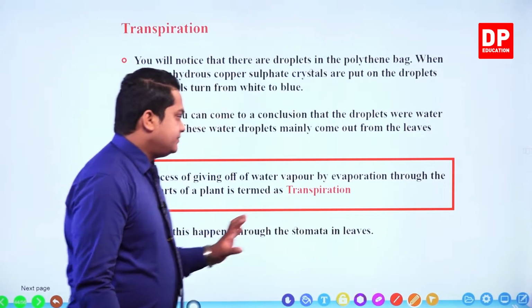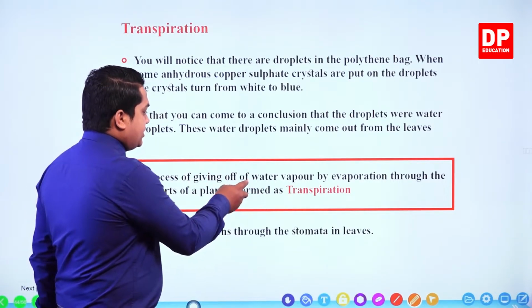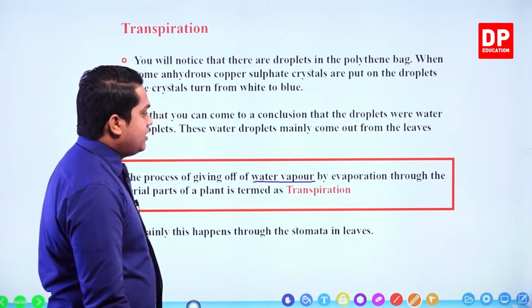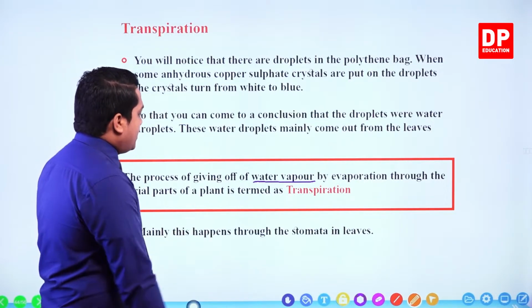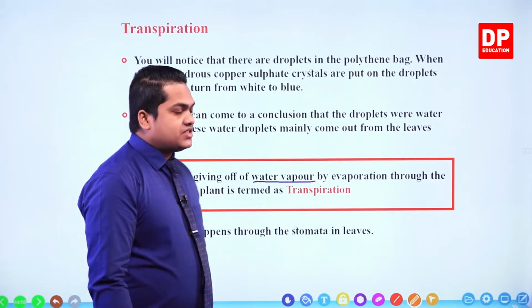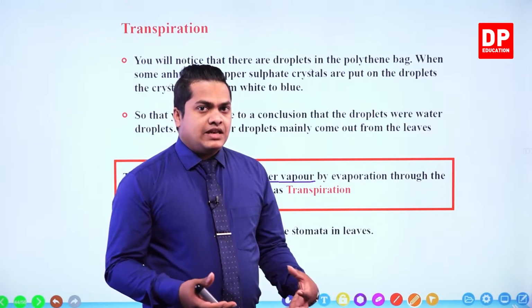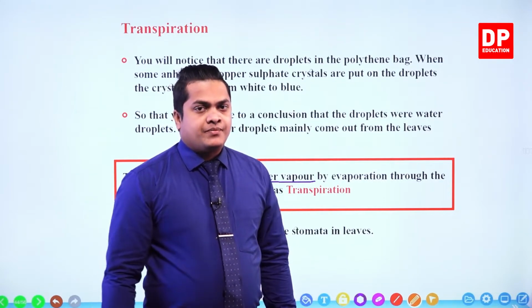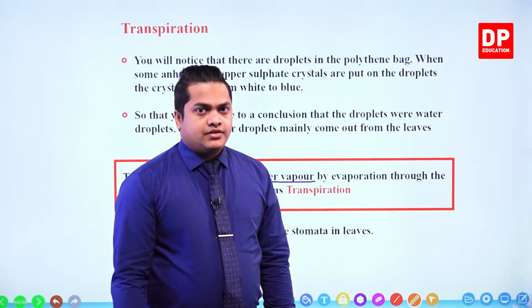So it is given here: the process of giving off water vapor, really important my dear children, water vapor. The process of giving off water vapor by evaporation through aerial parts of a plant is termed as transpiration. So through the aerial parts like leaves, the process of releasing water vapor is called transpiration. Transpiration is the process of releasing water vapor to the atmosphere from the aerial parts of the plant, right?